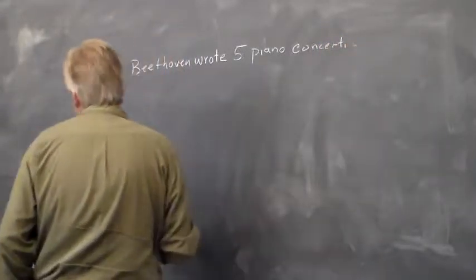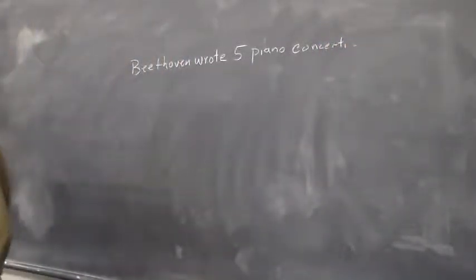So he wrote 5 concertos for piano, and these were works that he performed. And the first 2 are from his classical first period. The third, which is in C minor, is a middle period work, as are the 4th and 5th. So by the time Beethoven wasn't able to perform in public anymore, he didn't write any more piano concertos. So there aren't any from the 3rd stylistic period.